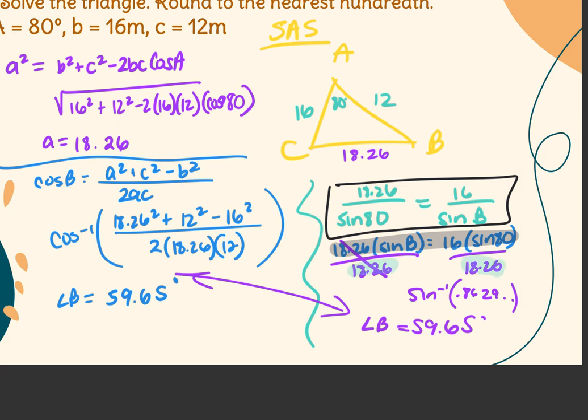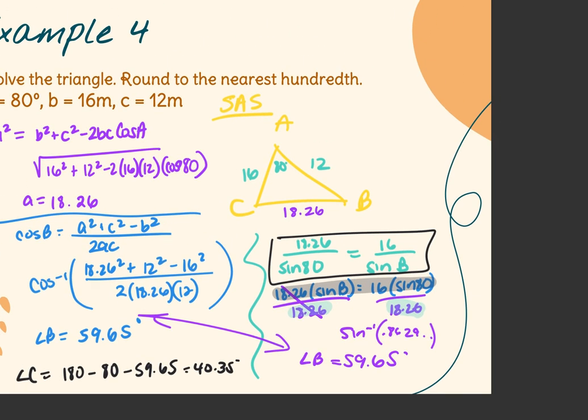Okay, then the last angle would be angle C, and I would do 180 minus the 80 given from A minus the 59.65 I just found. And I get 40.35. So I found A, 18.26. I found angle B, 59.65 degrees. And I found angle C, 40.35 degrees.